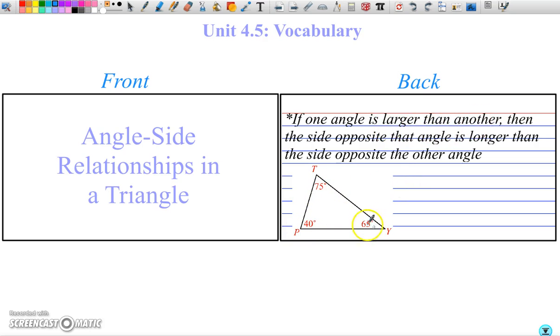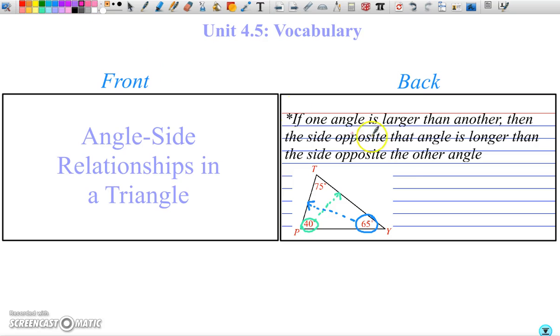So the very first one is if one angle is larger than another. So let's look at, for example, angle Y, which is 65 degrees, and then we'll look at angle P, which is 40 degrees. So if one is larger than the other, then the side opposite that angle, meaning across from that angle, is larger or longer than the side opposite the other. So this right here.